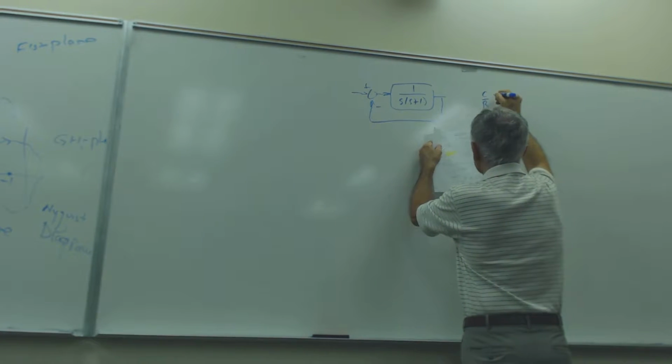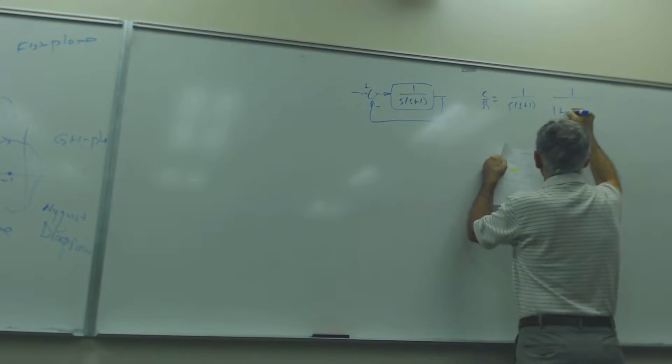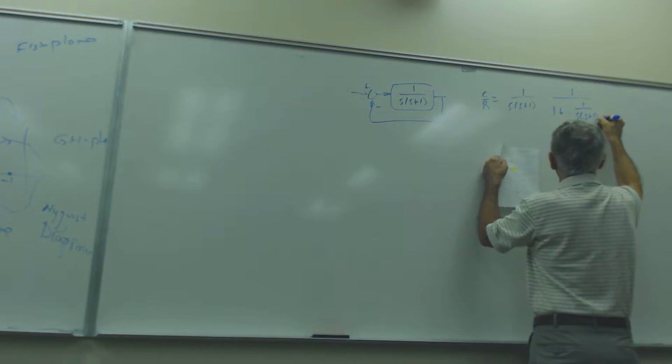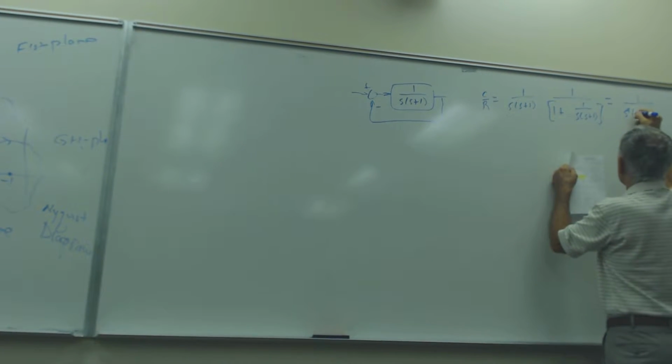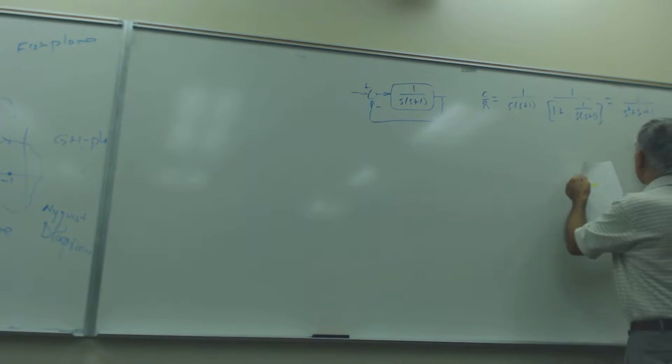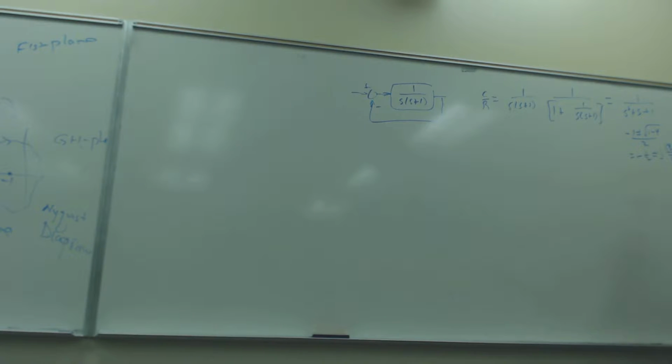Or we can find the closed loop transfer function C over R, which is 1 over s plus 1 divided by 1 plus 1 over s plus 1. And so this is 1 over s squared plus s plus 1. Now, the roots here are -1 plus and minus the square root of 1 minus 4 over 2, which is equal to -1/2 plus and minus j square root of 3 over 2. And the roots are in the left half plane, so the system is definitely stable.